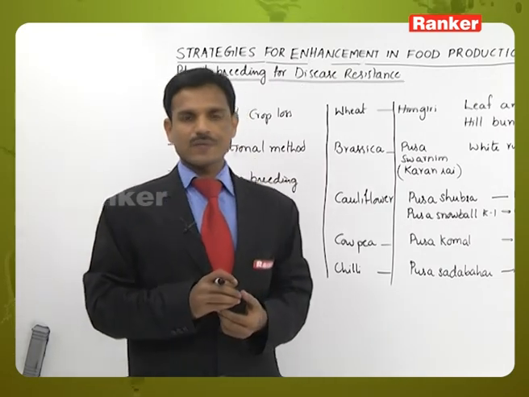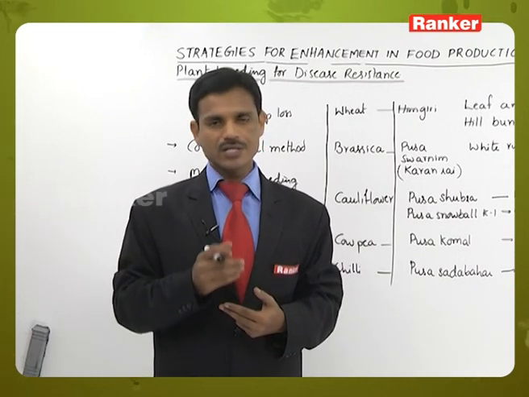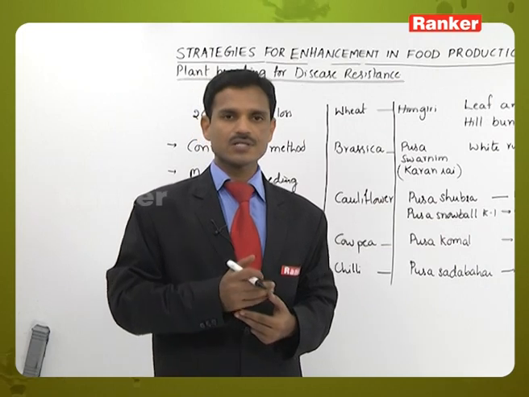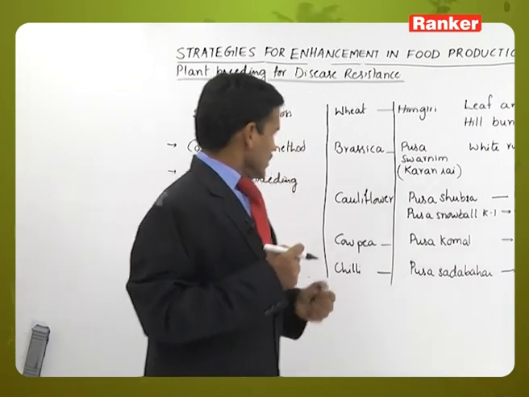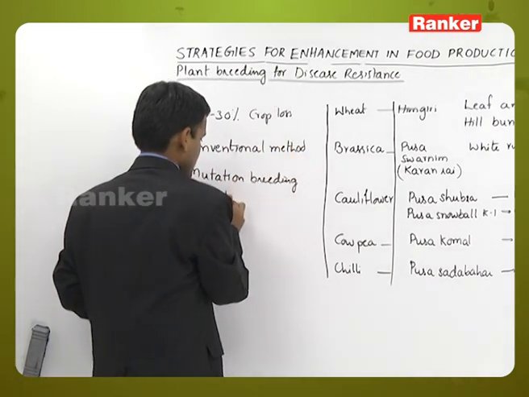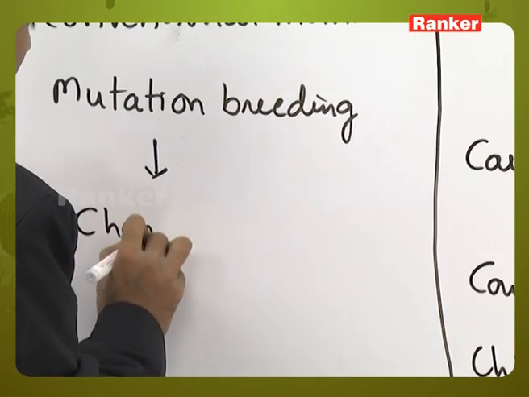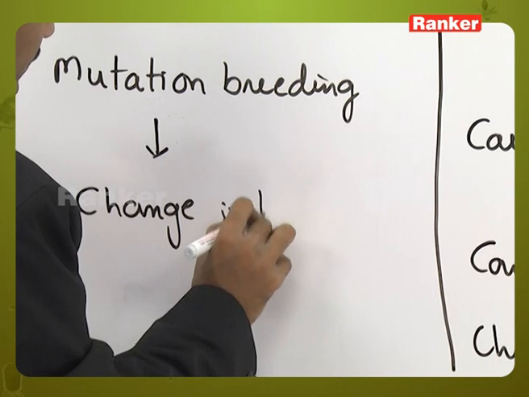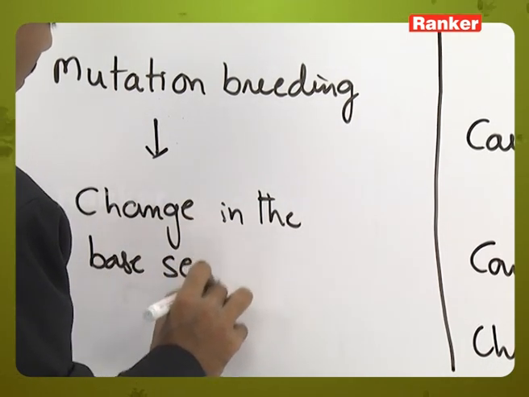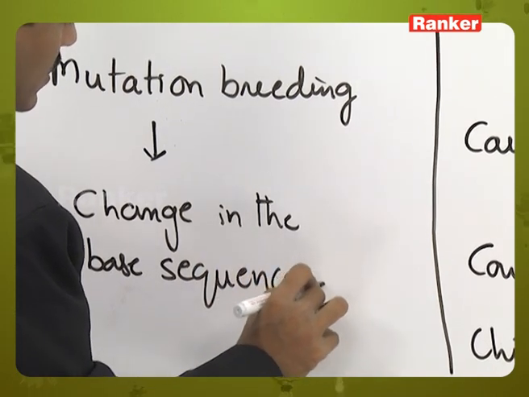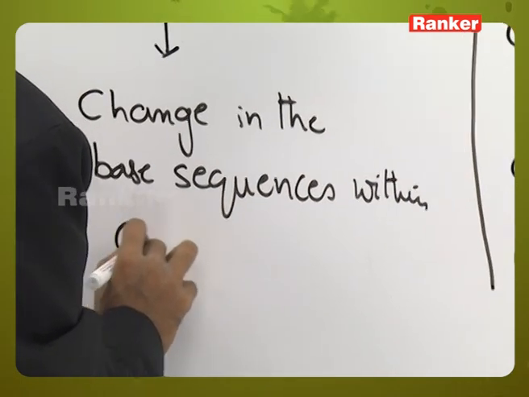What is mutation? Mutation is a sudden inheritable change. The change passes from one generation to the next generation, and that is called mutation. Mutation is a genetical change. What is a genetical change? It is a change in the base sequences within the DNA or within the genetic material.